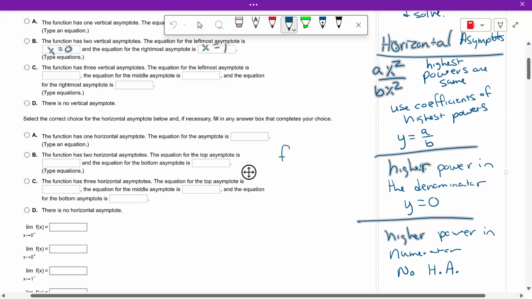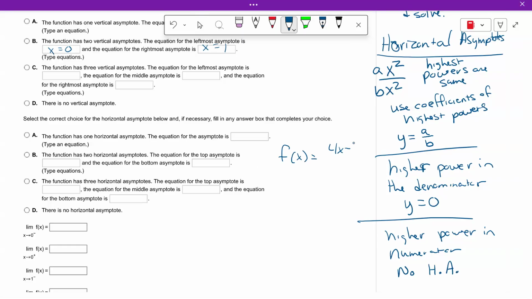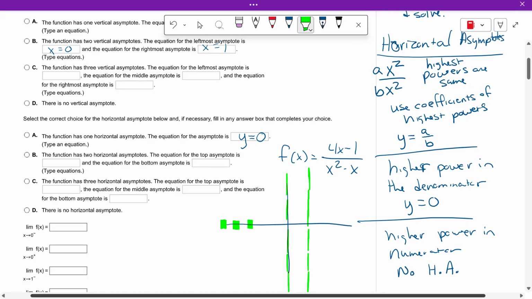So the problem was f of x equals 4x minus 1 over x squared minus x. Your numerator has a first degree equation. Your denominator has a second degree equation. So your power in your denominator is higher than the power in the numerator. So do we have a horizontal asymptote? Yes. And it is at y equals 0. So what's going on here is we have a vertical asymptote at x equals 0, a vertical asymptote at x equals 1, and a horizontal asymptote at y equals 0.